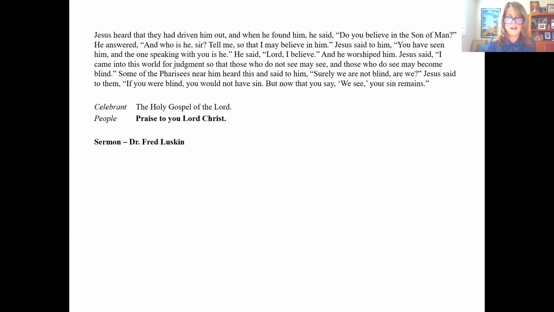Jesus said, I came into this world for judgment, so that those who do not see may see, and those who do see may become blind. Some of the Pharisees near him heard this and said to him, surely we are not blind, are we? Jesus said to them, if you were blind, you would not have sin. But now that you say, we see, your sin remains. The Holy Gospel of the Lord. Praise to you, Lord Christ.